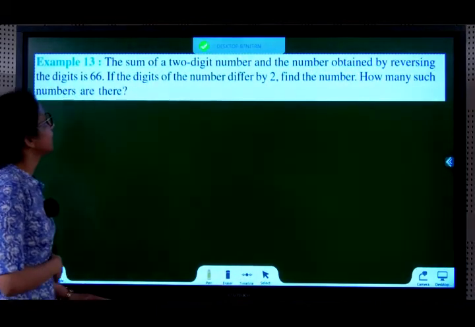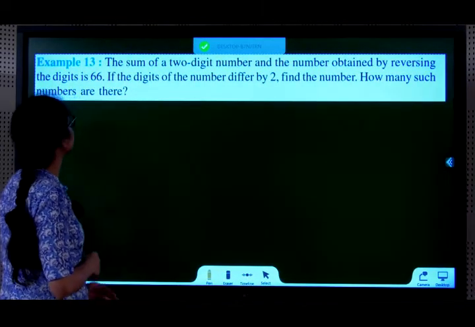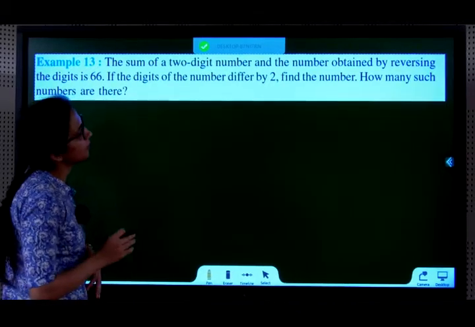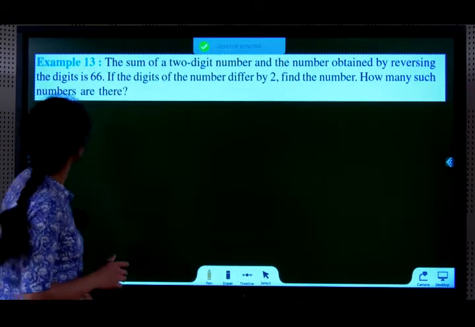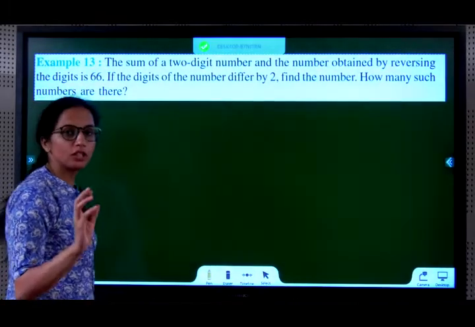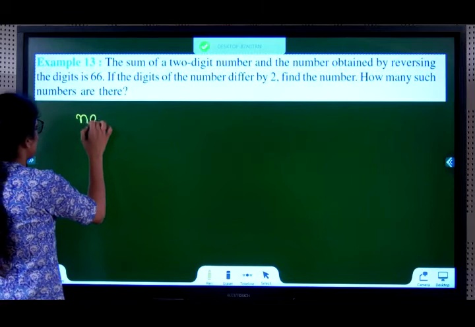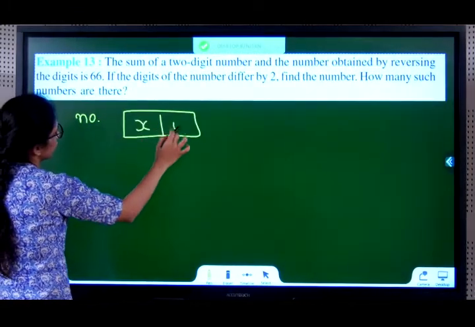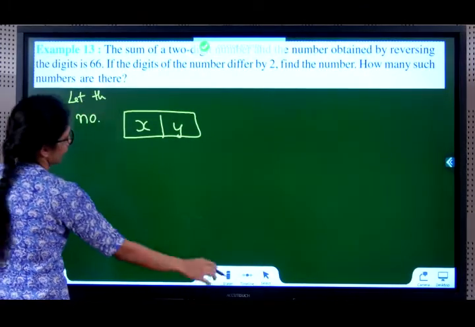Example 13. The sum of a 2-digit number and the number obtained by reversing the digits is 66. If the digits of the number differ by 2, find the number. How many such numbers are there? See, with digit problems, this is how you solve. Let the digits be x and y. First statement, write down: let the digits be x and y, okay?